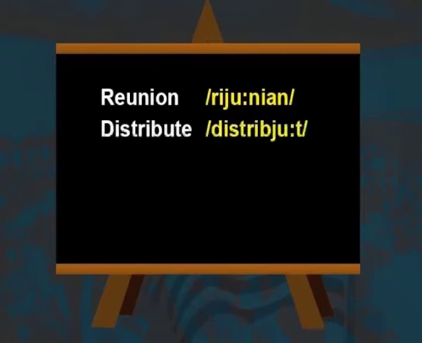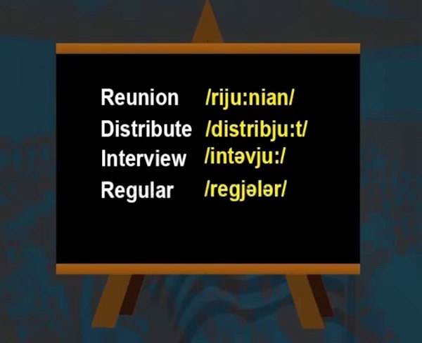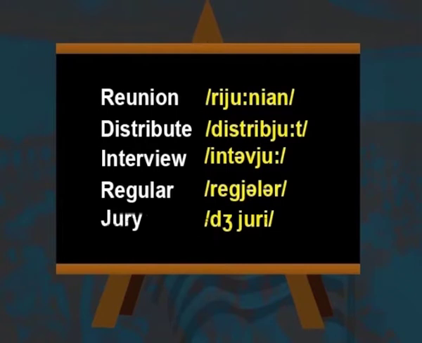Distribute. You don't say it without the Y, but it is distribute, Y. Interview. Regular, Y. It's not regular without the Y. And J-U-R-Y is not jury without the Y, but it is jury. Jury, Y. Y is included. That sound is intruded, which is very common in American English.